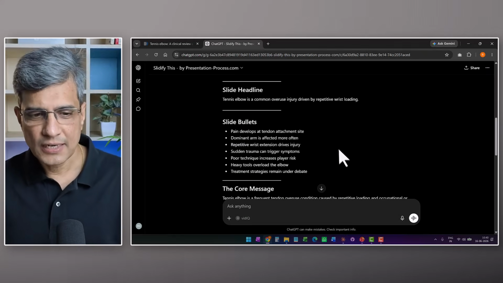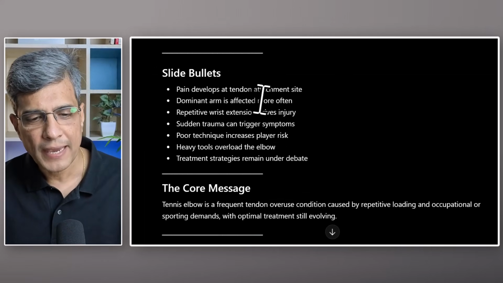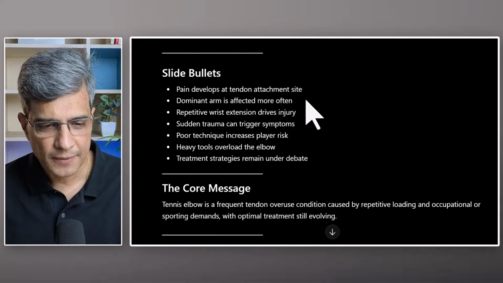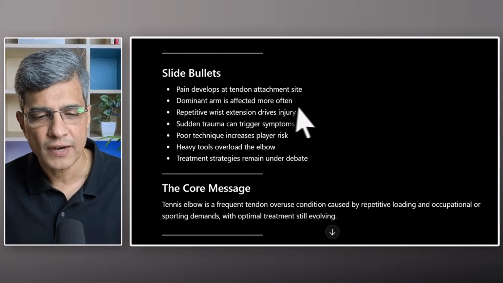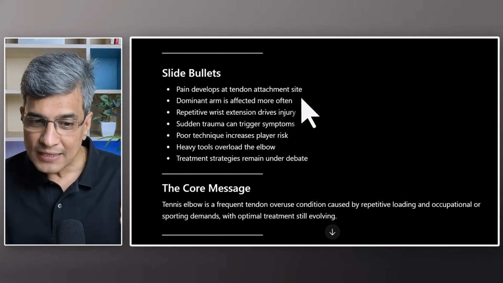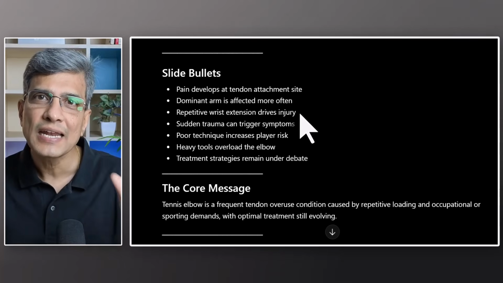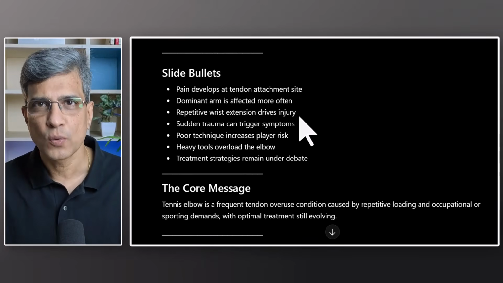Now let us see the list of bullets. The first one is pain develops at tendon attachment site. Second, dominant arm is affected more often. You can see that the bullets are clearly stating the point without overusing words.